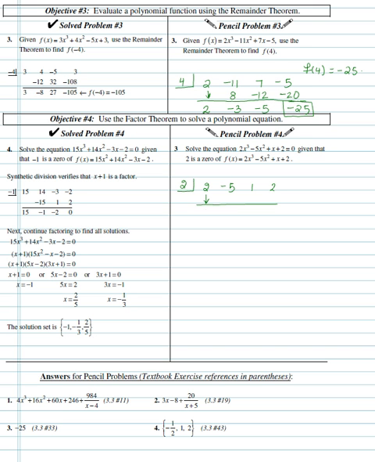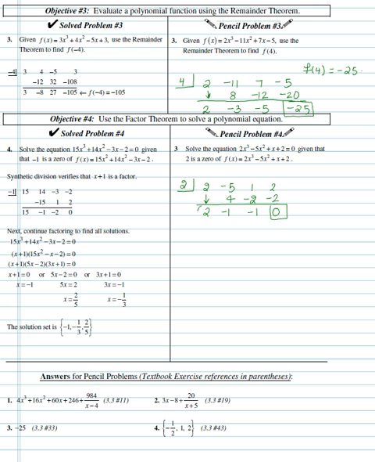So I bring down the 2. 2 times 2 is 4. -5 plus 4 is -1. -1 times 2 is -2. -2 plus 1 is -1. -1 times 2 is -2. -2 plus 2 is 0. So if I get a 0 as a remainder, then I know that is a factor. But why did I use synthetic division? What else do I need?